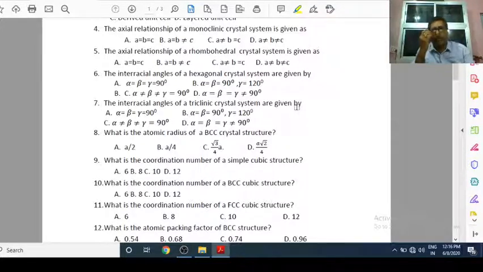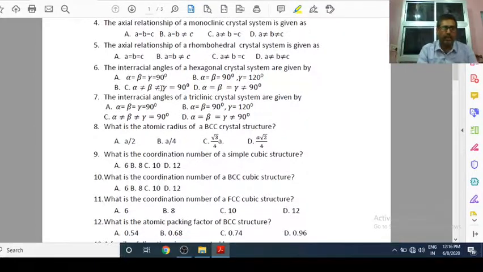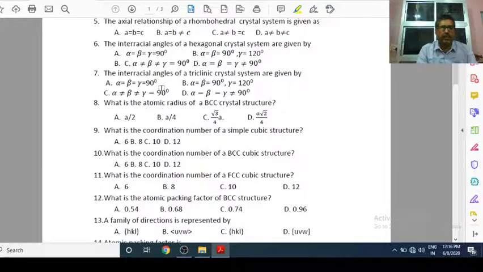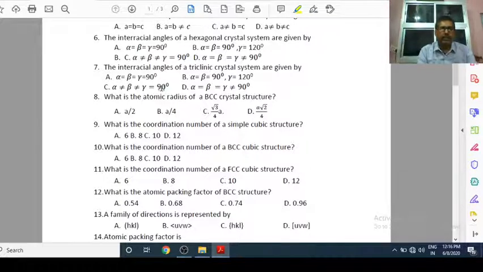Actually, when we select a unit cell, we take 3 sides a, b, c along the 3 axes and 3 angles alpha, beta, gamma. For example, in a cube, alpha, beta, gamma are equal to 90 and a is equal to b is equal to c. So question number 7, the interfacial angles of a triclinic crystal system are given by. There are 4 options. So think which option is correct.